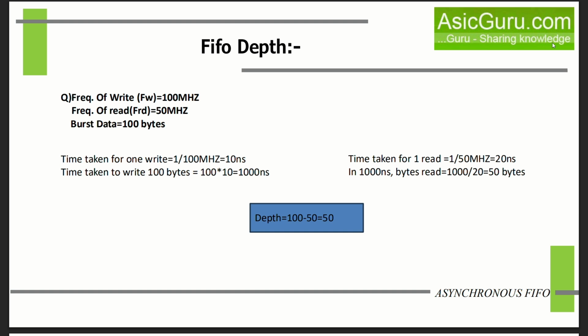Here is a question on the FIFO depth. For example, in this question, the frequency of write is 100 MHz, the frequency of read is 50 MHz, and our burst data is 100 bytes.